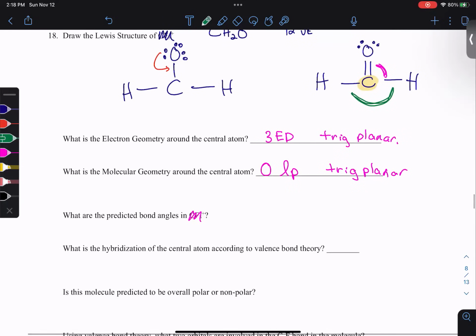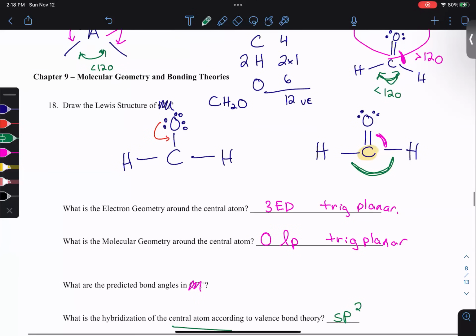Okay, so let's finish this up. What is the hybridization of that central atom? sp2. Yes, 3 electron domains, it's sp2 hybridized. Is this molecule polar or nonpolar? Polar, yes, because in this case it's trigonal planar, but the atoms that are attached to it all have different bond polarities. And so we know that that won't cancel out. It doesn't matter what it cancels out to, we just know it doesn't cancel out to 0.